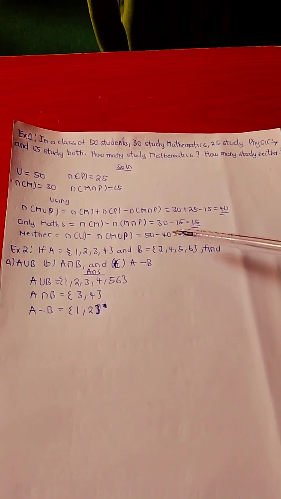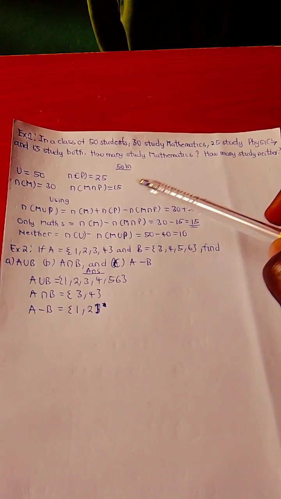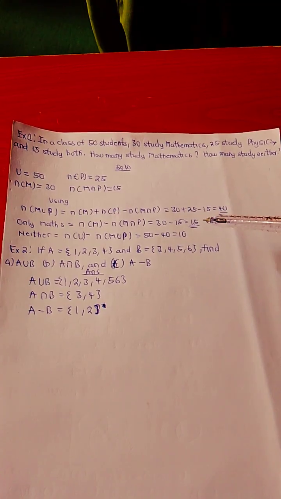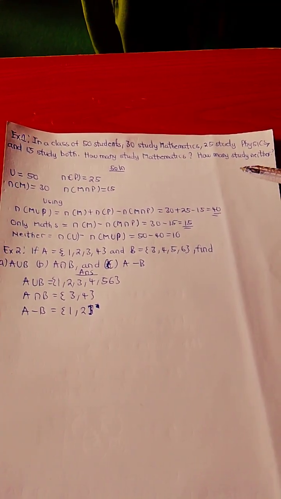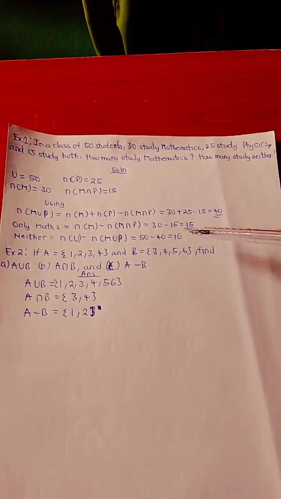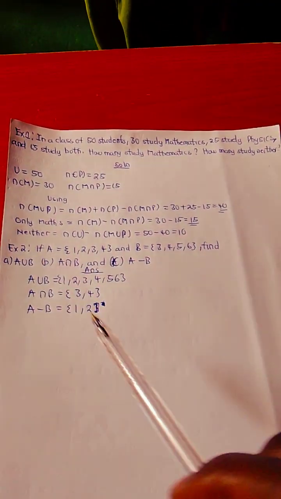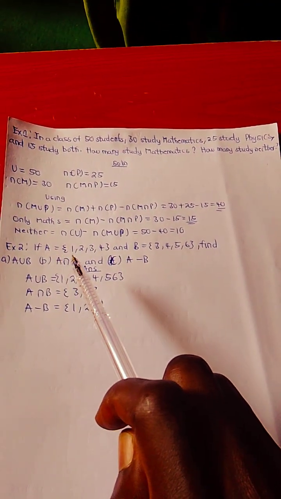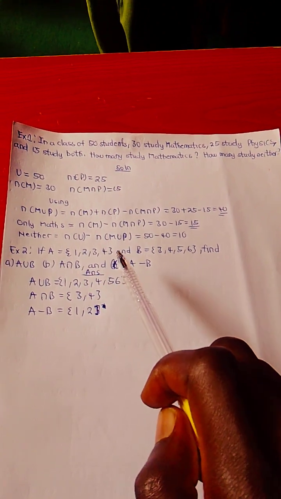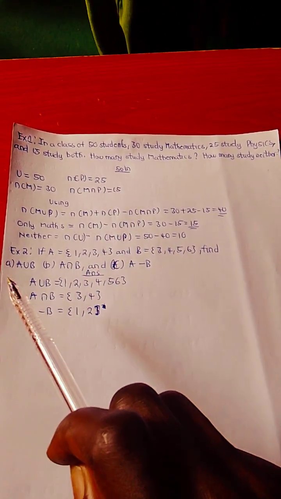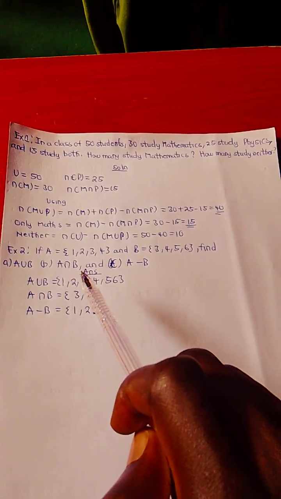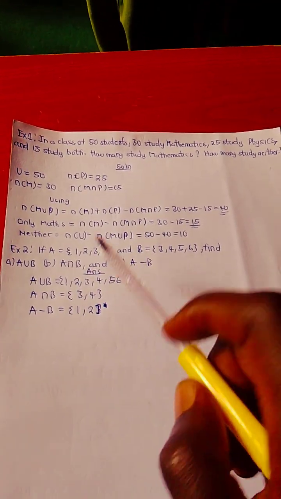So in this particular case, we have found the people that are studying mathematics only to be 15, and the number of people that are studying neither of them to be 10. So example number 2 said if A is such that A = {1, 2, 3, 4}, and B = {3, 4, 5, 6}, find A union B, A intersection B, and A minus B.